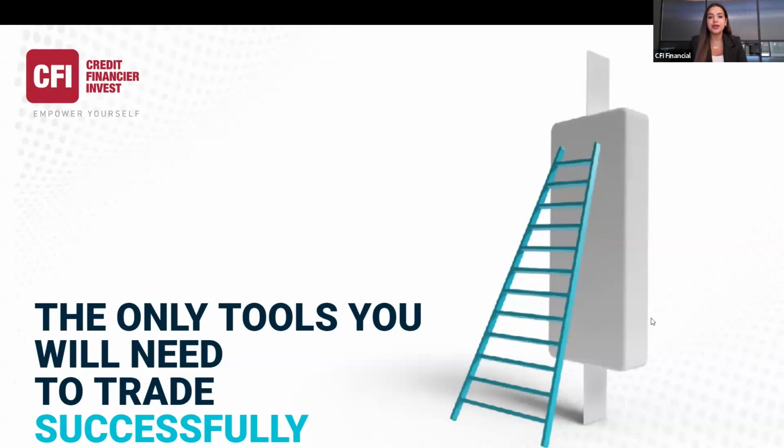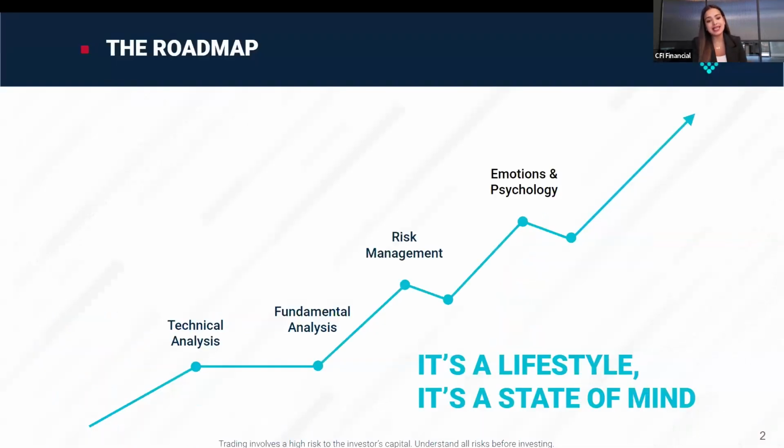So basically today we're going to discuss fundamental analysis, technical analysis, and the most important aspect in the financial markets, which is risk management, and lastly, the emotions and how to avoid them. First of all, we're going to discuss the roadmap. The roadmap is technical analysis, fundamental analysis, risk management, and emotions.